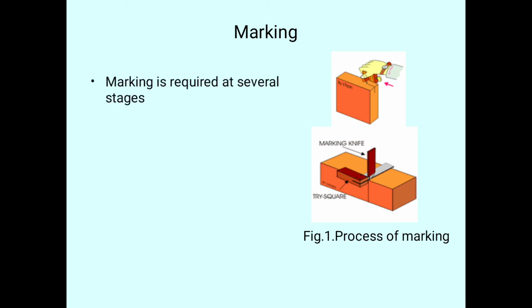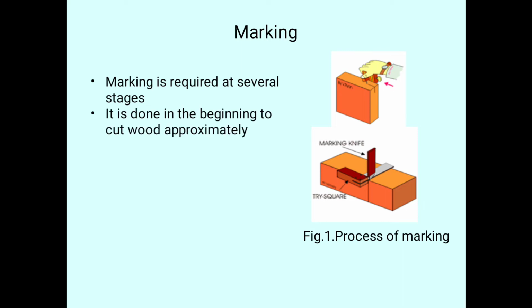Next, marking is required at several stages. Marking is done in the beginning to cut wood approximately. If you want to cut the wood, at the beginning stage we have to draw markings on the wooden workpiece so that we can make an appropriate wood cut.